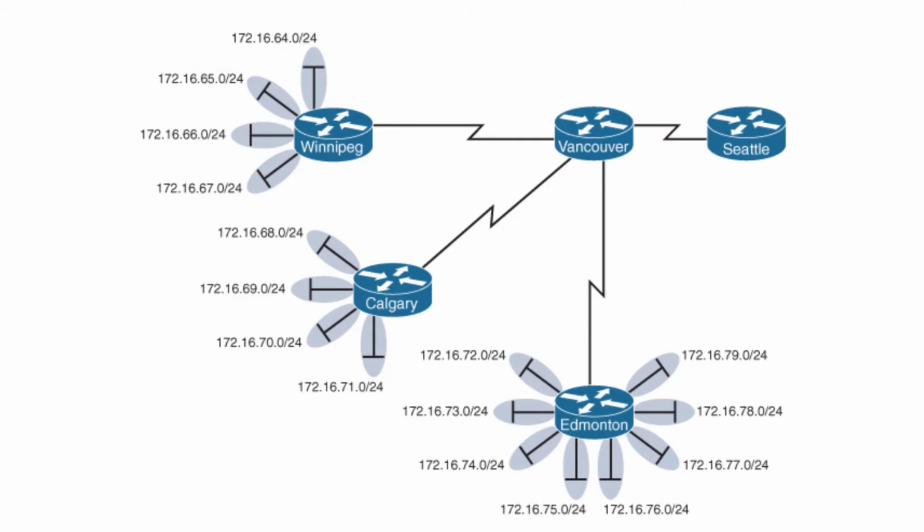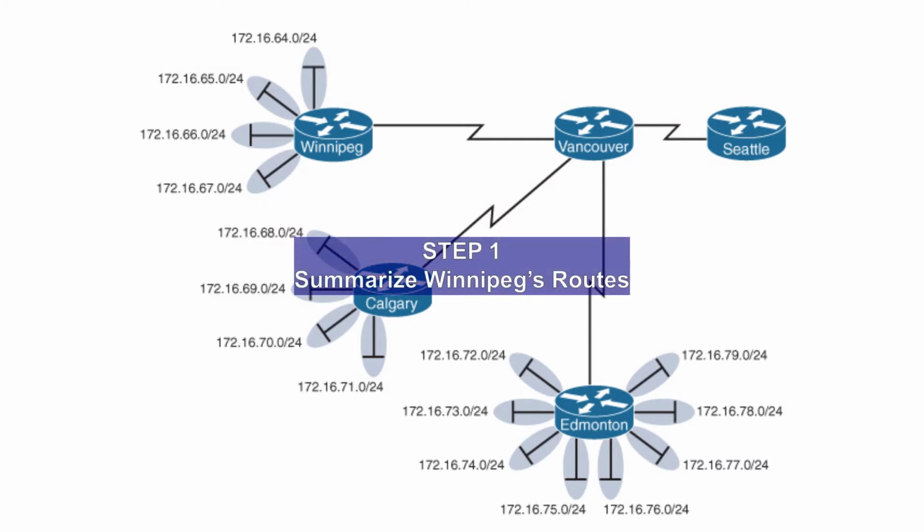Understanding route summarization. As you can see, Winnipeg, Calgary, and Edmonton each have to advertise internal networks to the main router, located in Vancouver. Without route summarization, Vancouver would have to advertise 16 networks to Seattle. You want to use route summarization to reduce the burden on this upstream router. Step 1. Summarize Winnipeg's routes.